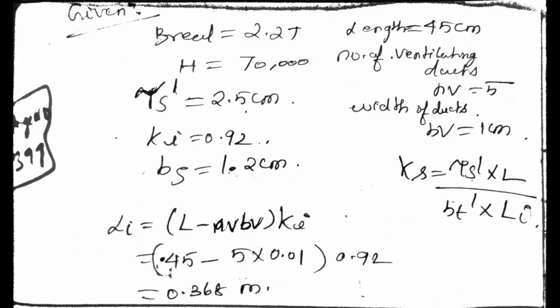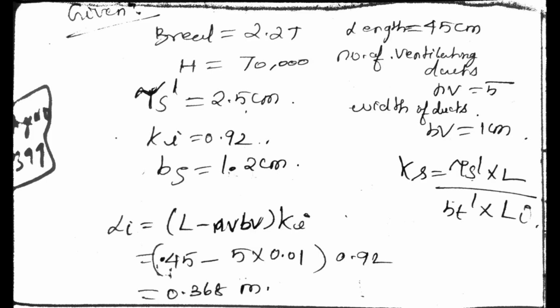Given: B real value is 2.2 Tesla, H 17,000, length 45 cm, number of ventilating ducts NV is 5, width of ducts BV is equal to 1 cm, slot pitch tau dash 2.5 cm, Ki is 0.92, that is the stacking factor, Bs is 1.2 cm, that is the slot width. Formula: Li is bracket of L minus NV BV close bracket Ki. Putting in the required values, Li is 0.368 meter.